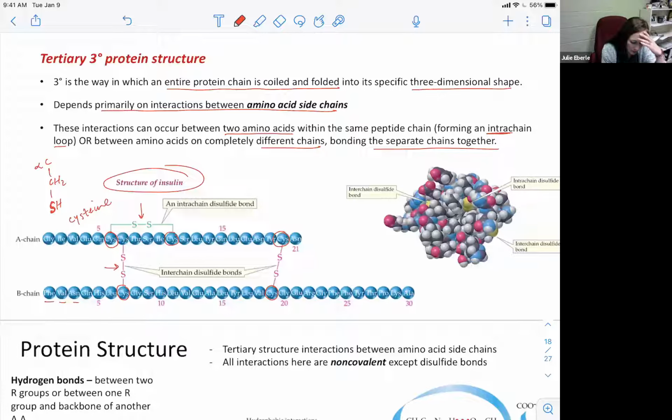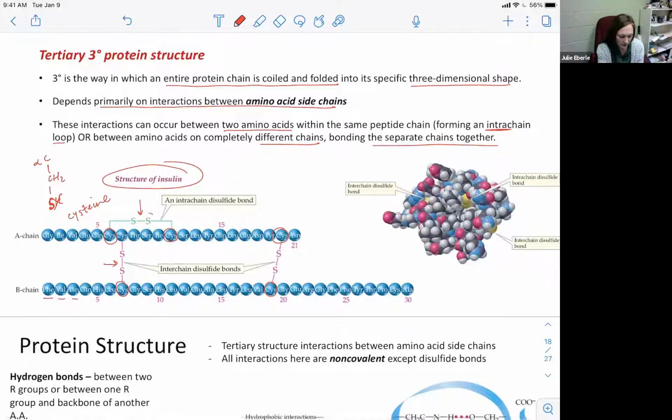Okay, so when you bring these two cysteine amino acids together, when they're in close proximity, they can form the disulfide bonds. They simply lose their hydrogen on the thiol, and then you can bond the sulfur of two different cysteines together, and that's what you're seeing here. Here, it's happening within the same chain. Okay, so we call it an intra-chain disulfide bond.